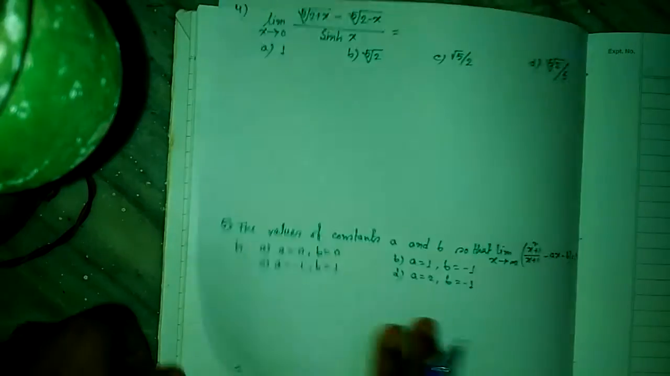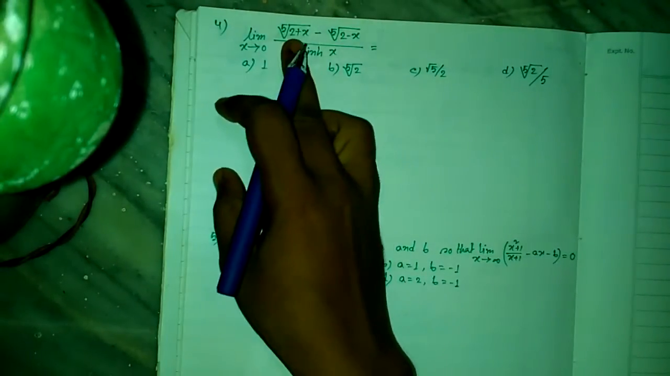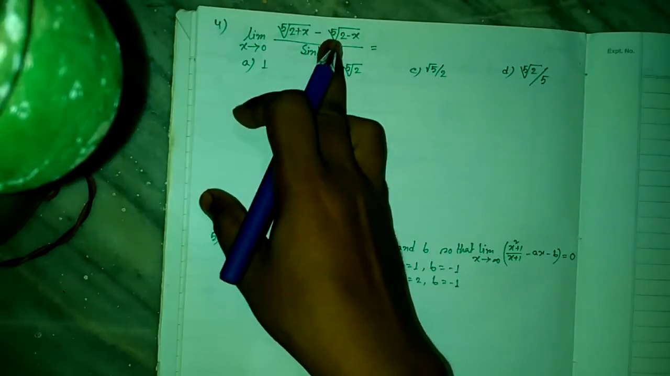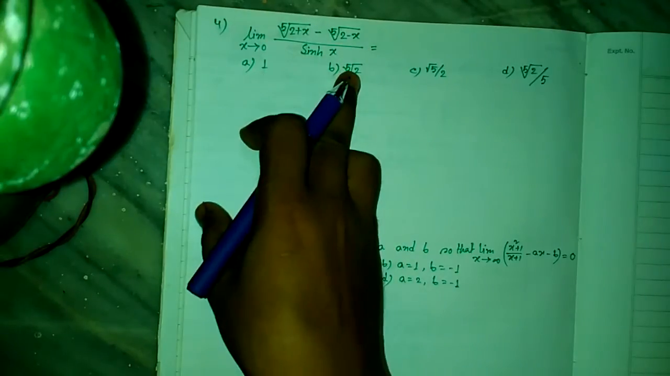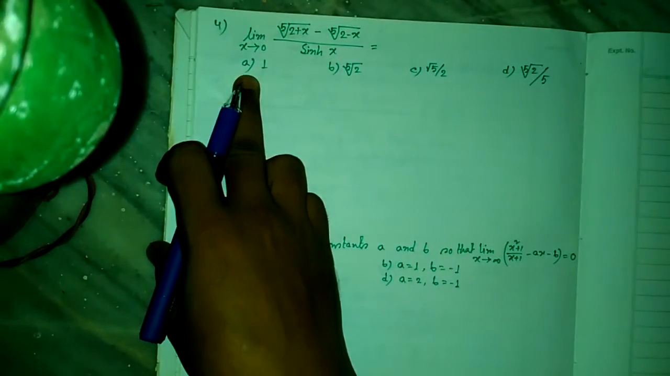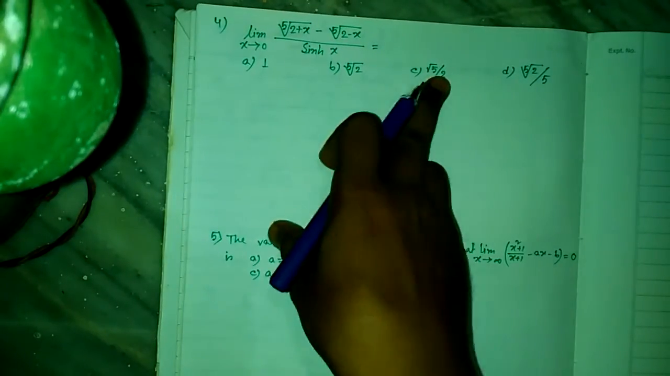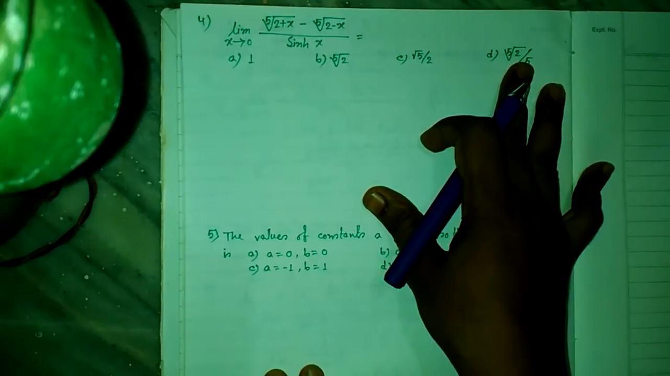Let us take another problem. Limit x tends to 0, (2 plus x) whole to the power 1 by 5 minus (2 minus x) whole to the power 1 by 5, by sin hyperbolic x. The answer will be one of these options. So pause my video and try it yourself.